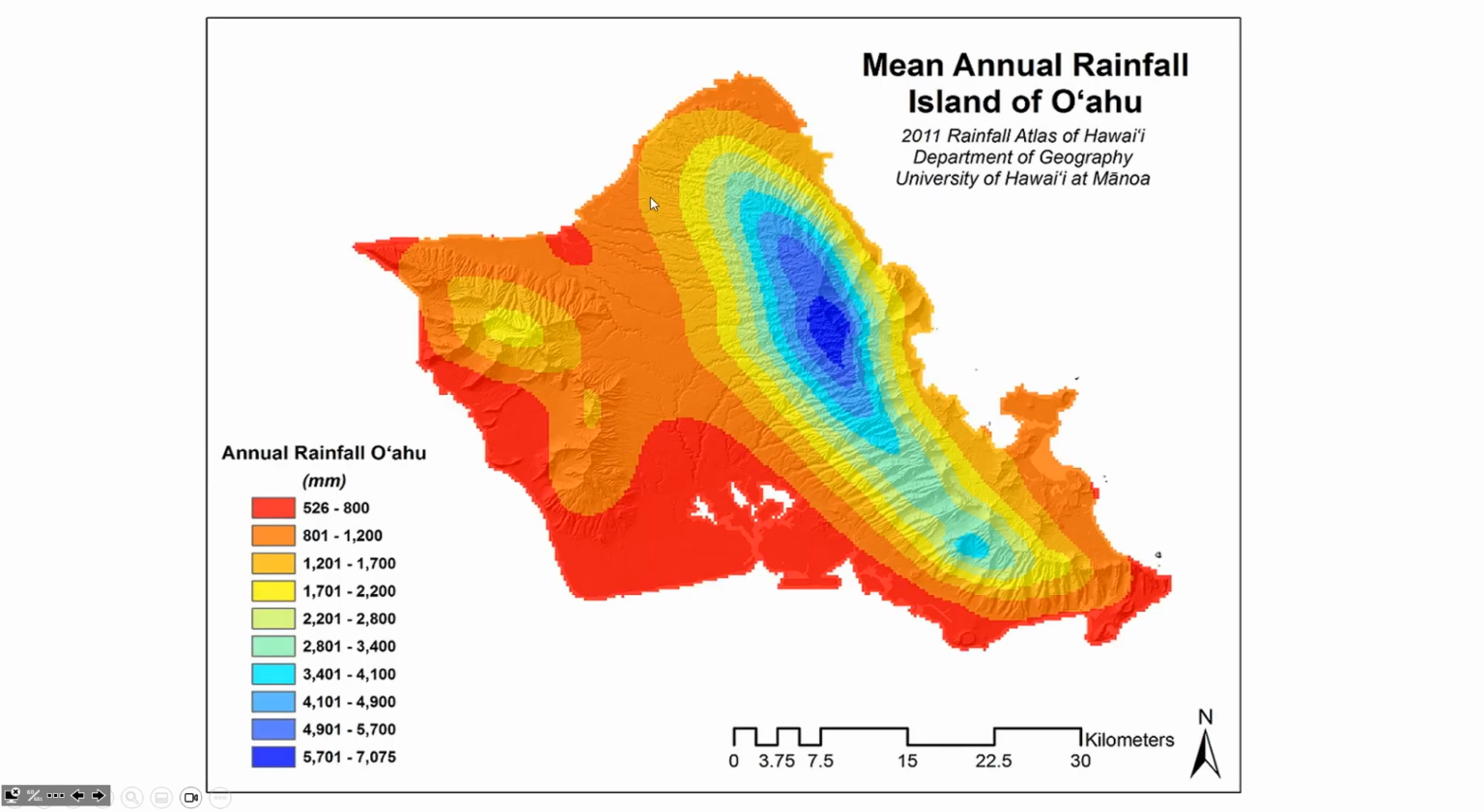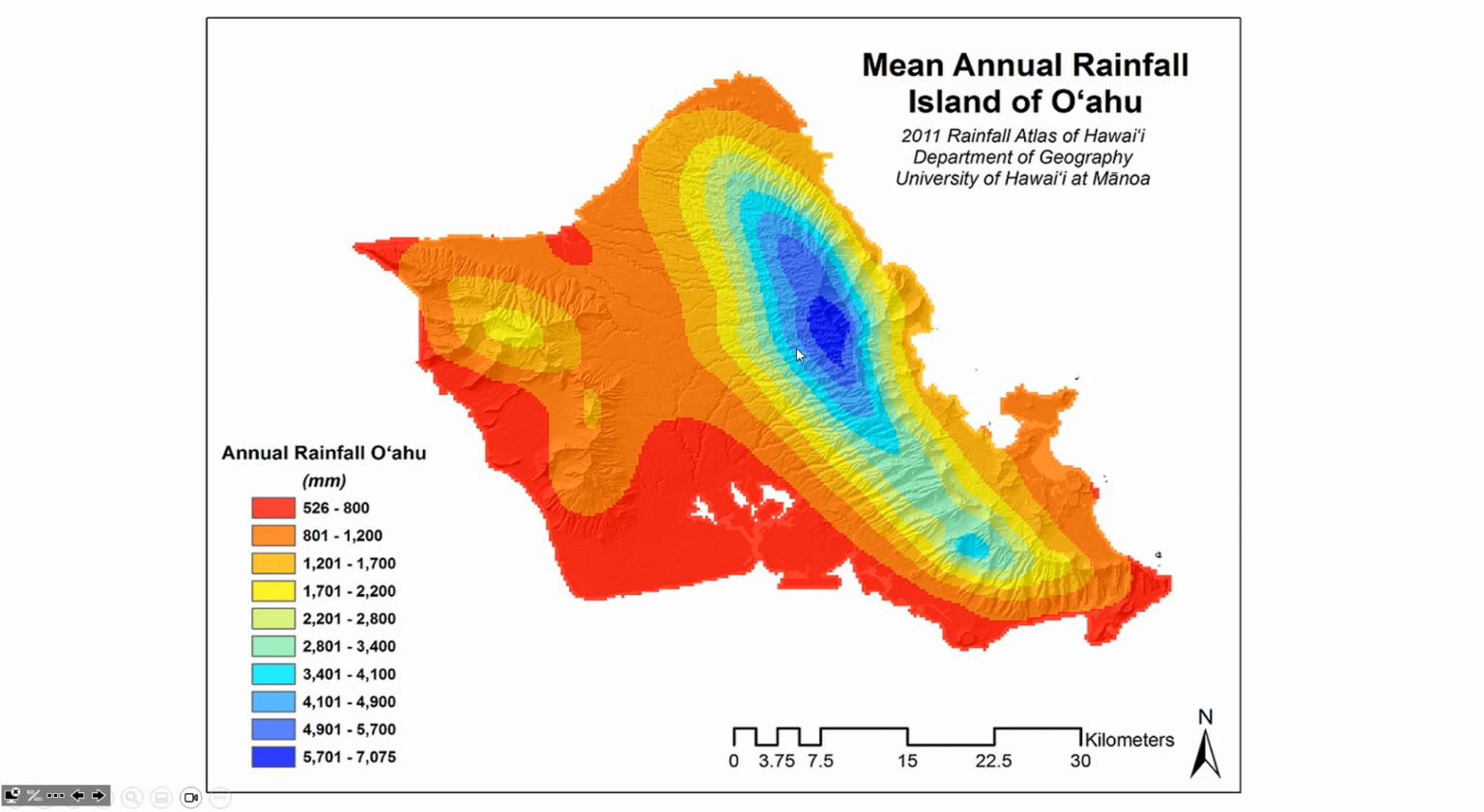So this is the effect of orography, is that air is lifted up over the mountains, and you can see that, look at the range of precipitation. You've got 5 meters of precipitation, 5,701 to 7,075. So 7 meters of precipitation in the year, which is, we're talking like 21 feet.